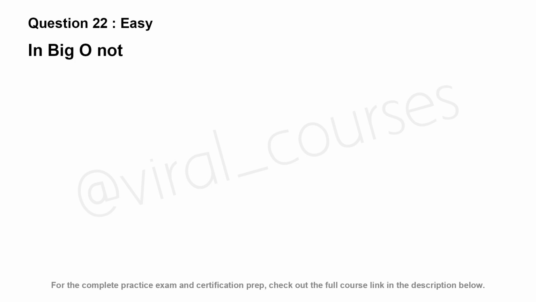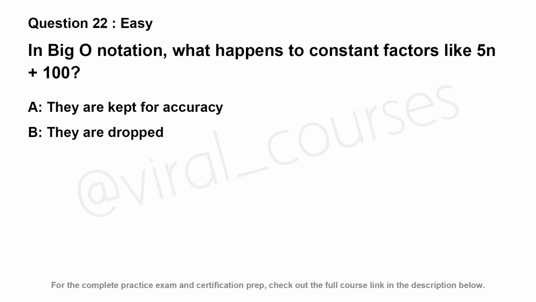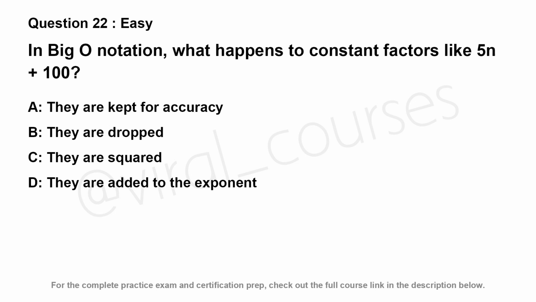In Big O notation, what happens to constant factors like in 5n plus 100? Option A, they are kept for accuracy. Option B, they are dropped. Option C, they are squared. Option D, they are added to the exponent.